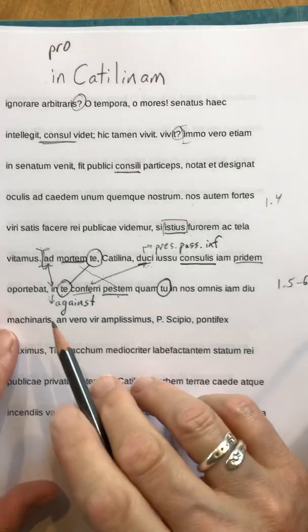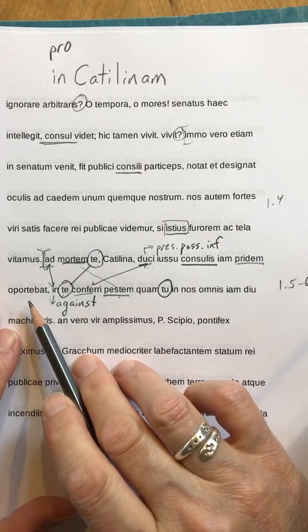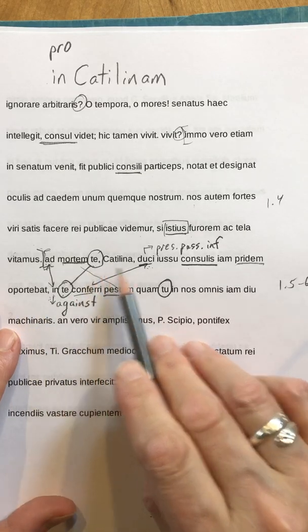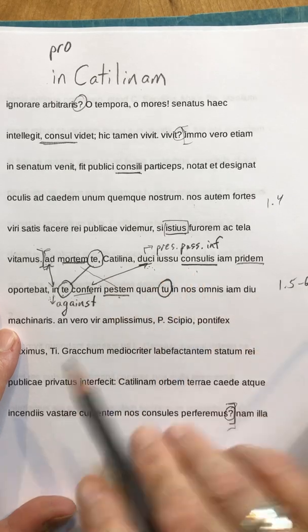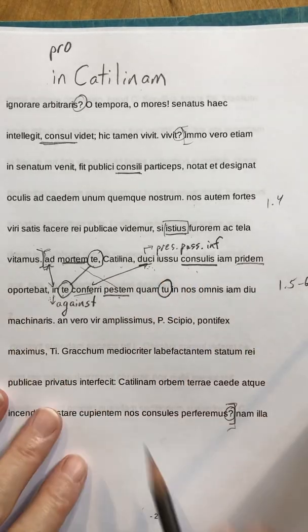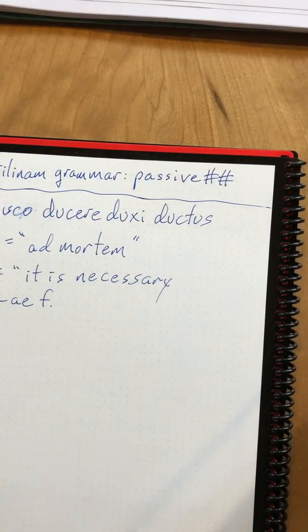All right, let's keep that in mind, that this has a context. And let me translate that whole thing, actually. "It was necessary that you be led to death, Catiline, by an order of the consul." All right, so that's Cicero's claim. Let's see what we can do with that to explain the passive.